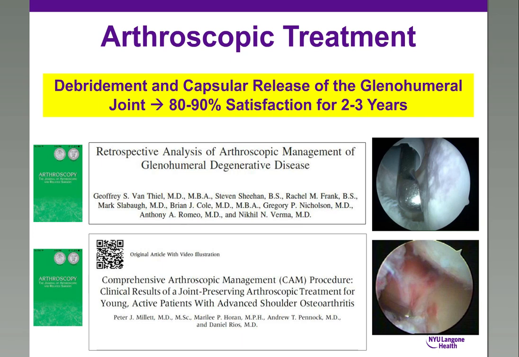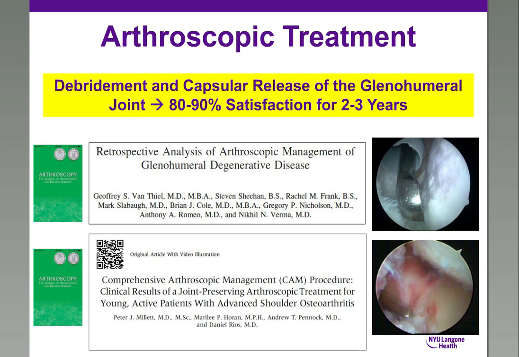With respect to the arthroscopic treatment, debridement and capsule release of the glenohumeral joint has been shown to have high levels of satisfaction in the 80 to 90% range in the literature, but the problem is this benefit lasts in only the short term, most reporting a benefit for 2 to 3 years or up to 5 years.